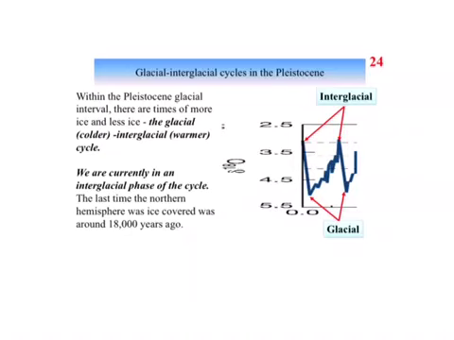But first of all, I just want to go through a little bit of terminology. So we call interglacial periods of time the warmer periods of time when oxygen 18 is a little bit lighter, and the glacial periods of time are the colder periods of time. Okay, so we're currently in an interglacial phase. The last time the northern hemisphere was covered in ice was around 18,000 years ago.